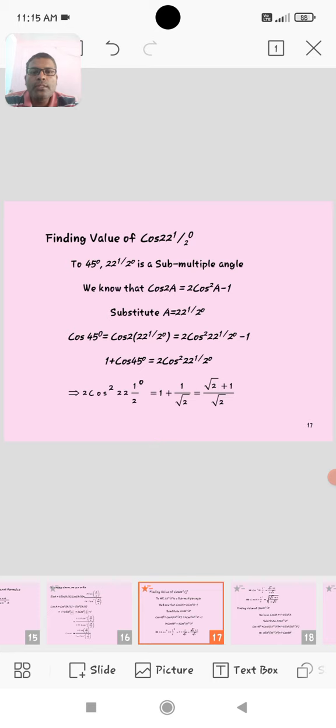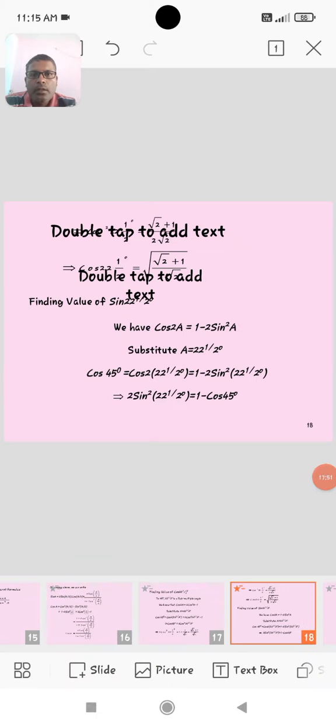How to find out this value? By using the multiple angles formula. Then write 2 cos square a minus 1. Now find the value of sin 22 and half.